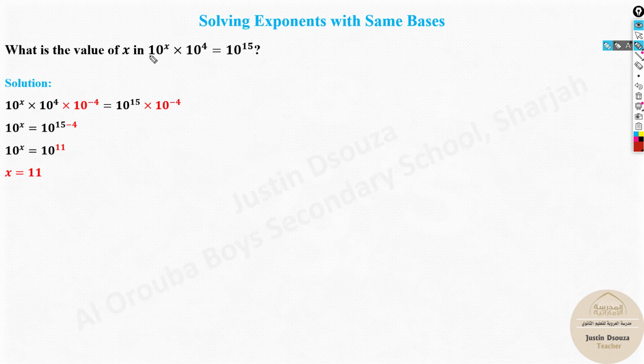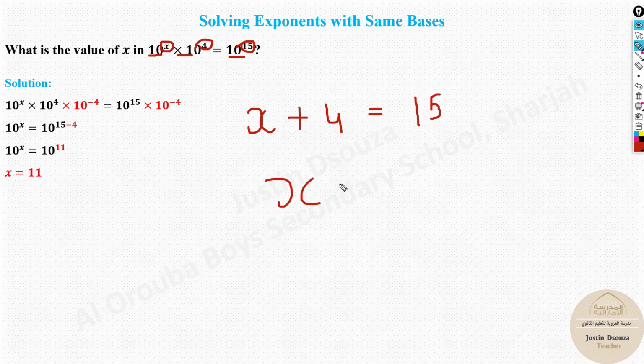But look over here, there is a similarity. All the bases are 10, 10, 10. So how can you simplify this? Instead of going through all this hassle, just look into the exponents. Look at all the exponents over here. Since they are in the numerator itself, just add them: x plus 4 equals 15, and just simplify this. X value will be 15 minus 4, that is 11. You can directly get the answer.